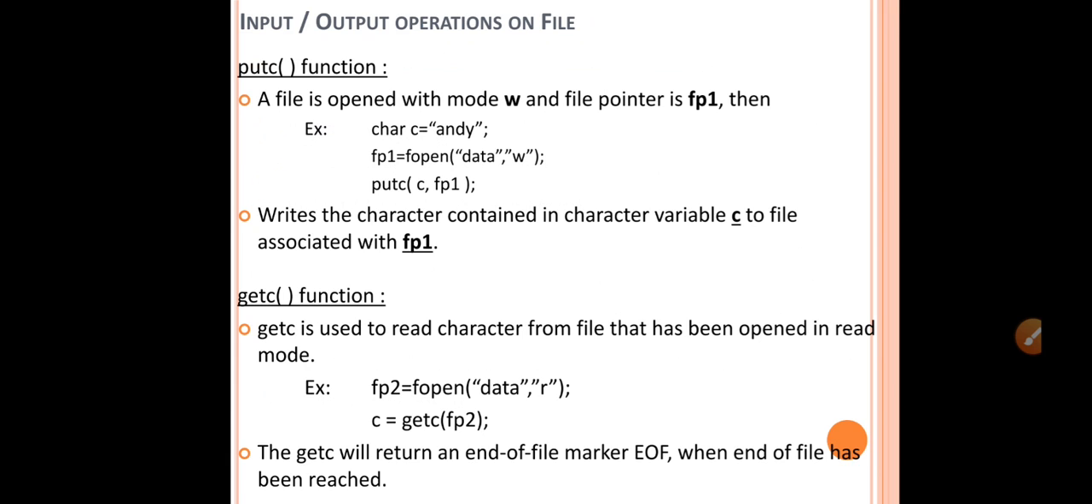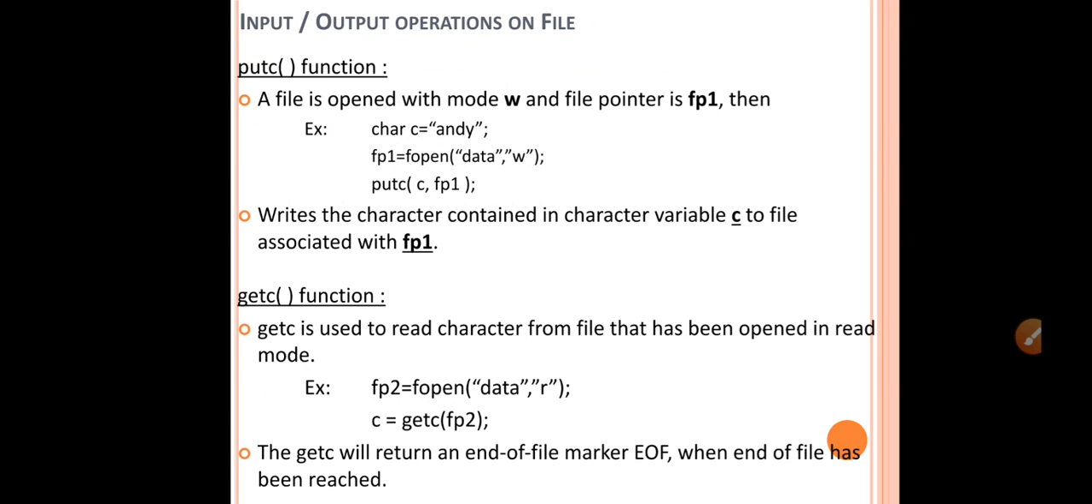Then fp1 equal to fopen data comma w, we are writing data to the data file, so using putc. Now, putc is a function. c contains the character, okay. So fp1 is nothing but the data file in write mode, so we are going to write that character into the data file, okay. So it writes the character contained in the character variable c to the file associated with fp1, okay. So this is about putc.